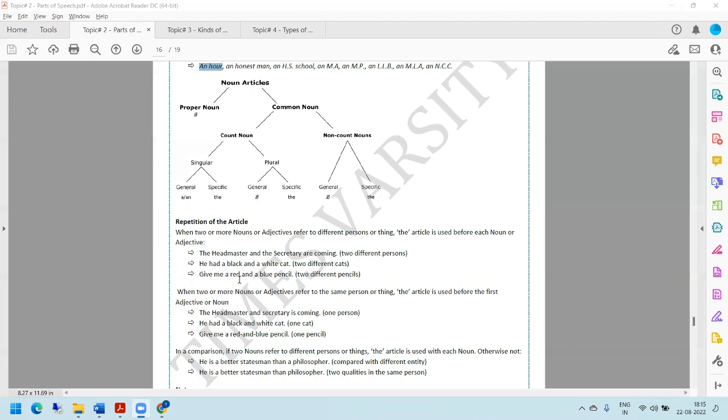Now, give me a red and a blue pencil. Here the person is actually asking for two pencils: one is red, another one is blue. Now, some special cases.